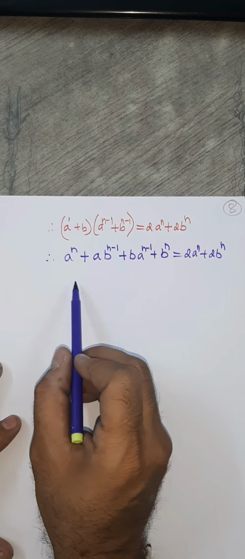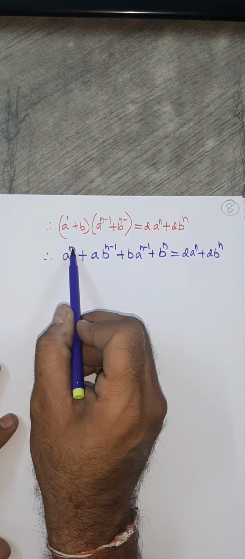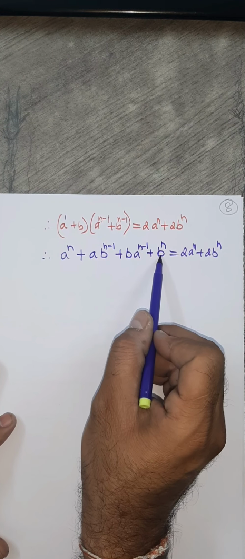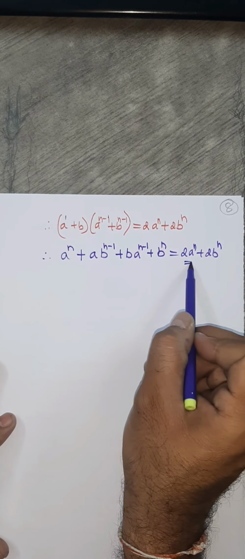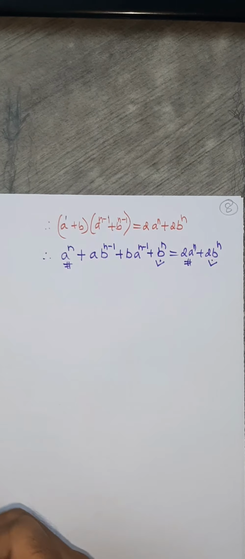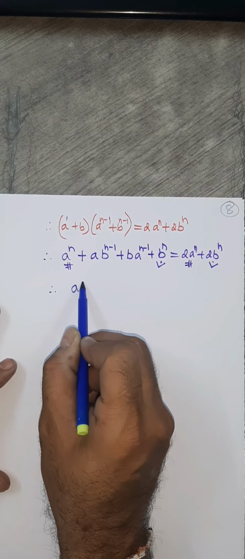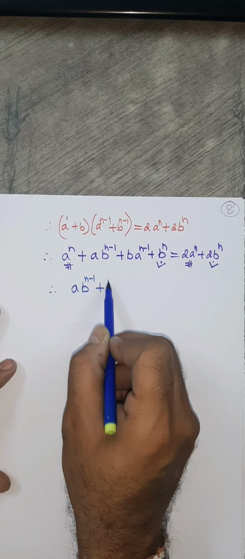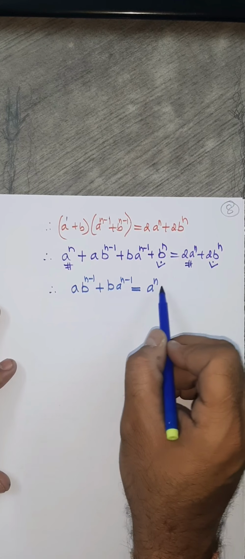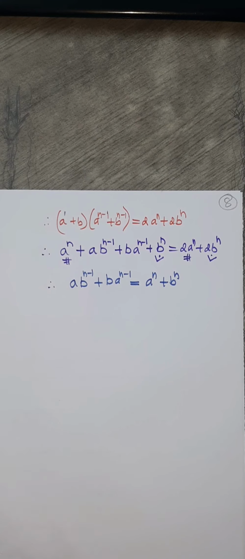I've just opened the bracket on the left hand side. Here A raised to 1, A raised to n minus 1, so this becomes A raised to n. B raised to 1, B raised to n minus 1, so this is B raised to n. One A raised to n will get cancelled with this. One B raised to n will get cancelled with this. So we have here A into B raised to n minus 1 plus B into A raised to n minus 1 equals A raised to n plus B raised to n. One term will get cancelled. You can see that very easily.